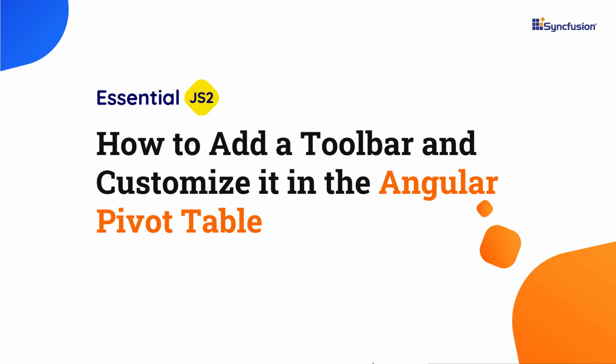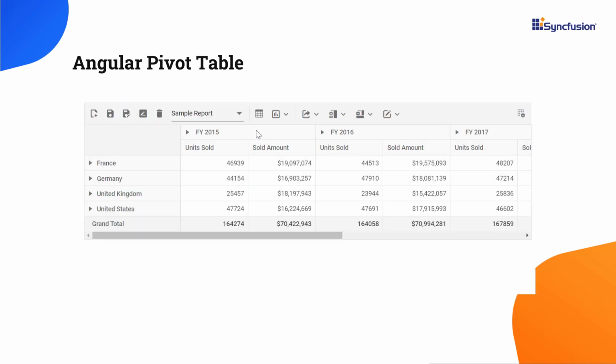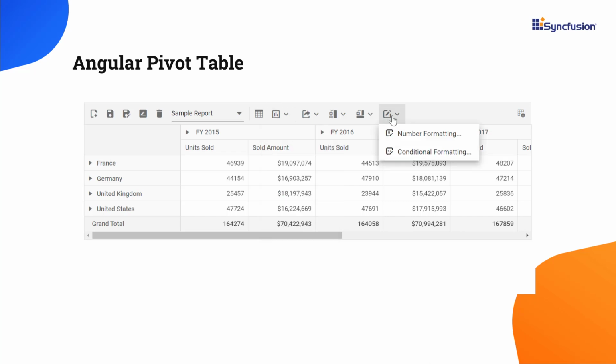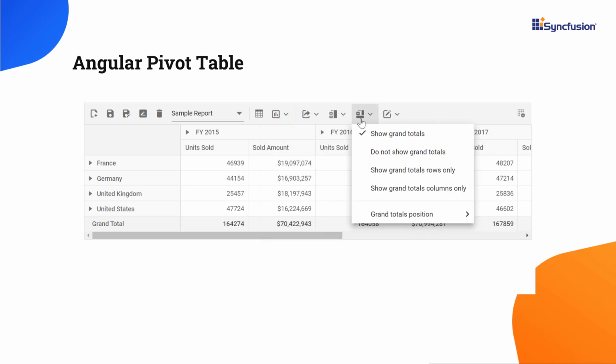Welcome to this Angular Pivot Table tutorial. In this video, I will show you how to add and customize a toolbar in the Syncfusion Angular Pivot Table component. Using the Angular Pivot Table toolbar, you can easily access frequently used features like switching between pivot tables and charts, changing chart types, conditional formatting, exporting, and so on.